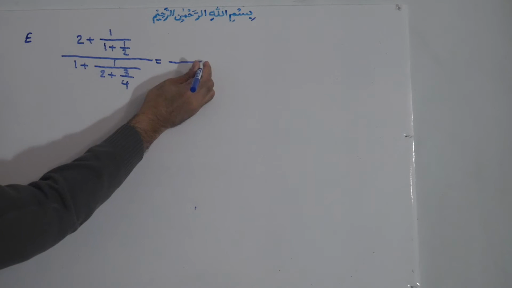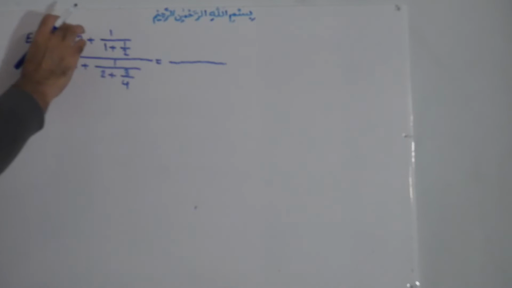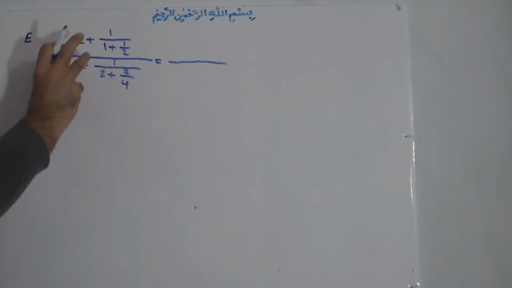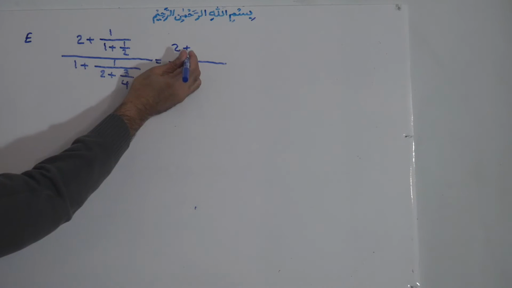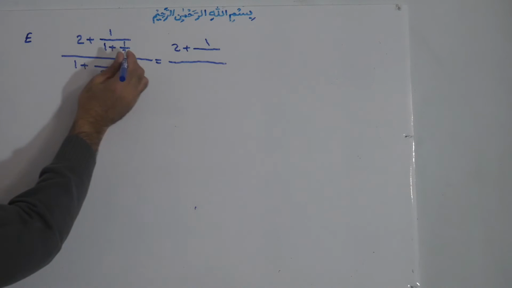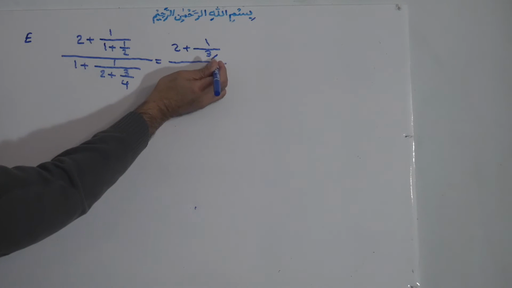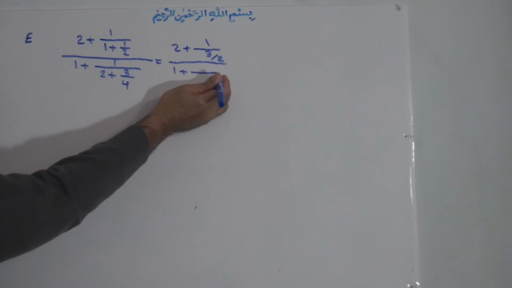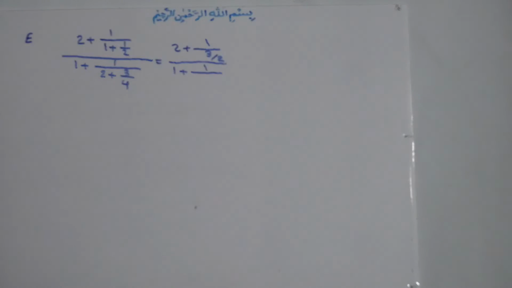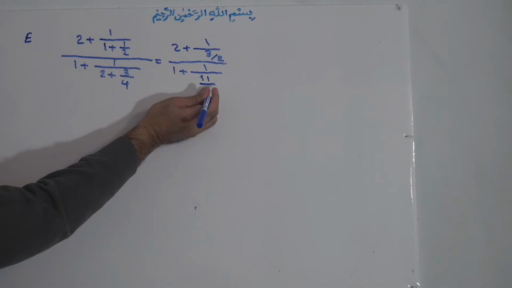What we do here, we do the same thing. We start at the numerator from here, step by step, and also here. At the same time, one by one, we multiply this one and this one. Like here, 2 plus 1 over 1 times 2, 2, 2 plus 1, 3 over 2. And here, 1 plus 1 over 2 times 4 is 8, 8 plus 3 is 11 over 4.